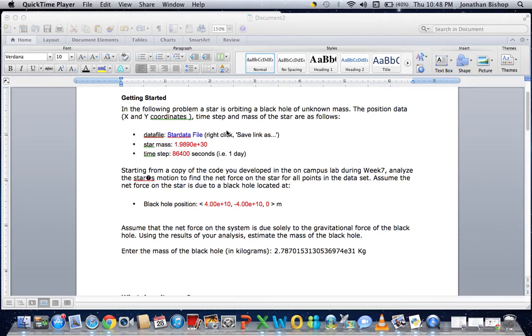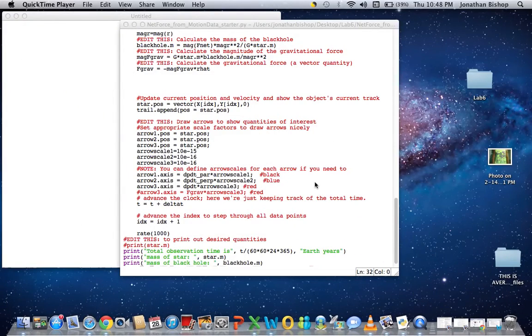So we're given a star data file, which is all the points that the star is at throughout its trajectory. We're given the star mass, a time step, and a black hole position. And from this, we're supposed to use our code from our last lab to calculate the black hole's mass, which I found to be about 2.8 times 10 to the 31 kilograms. Here's my code.